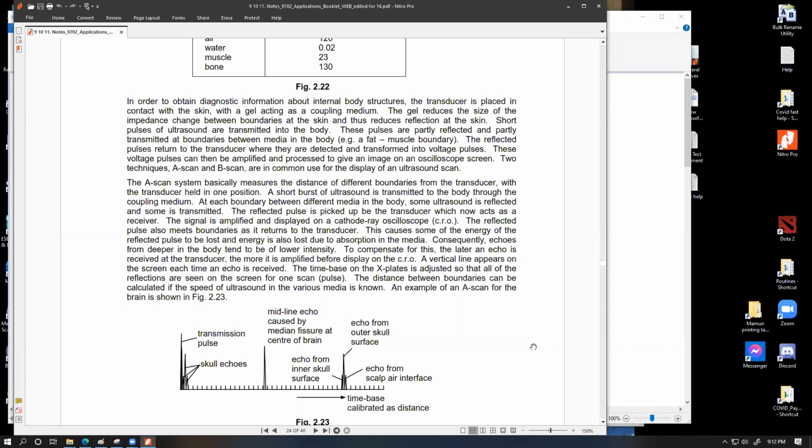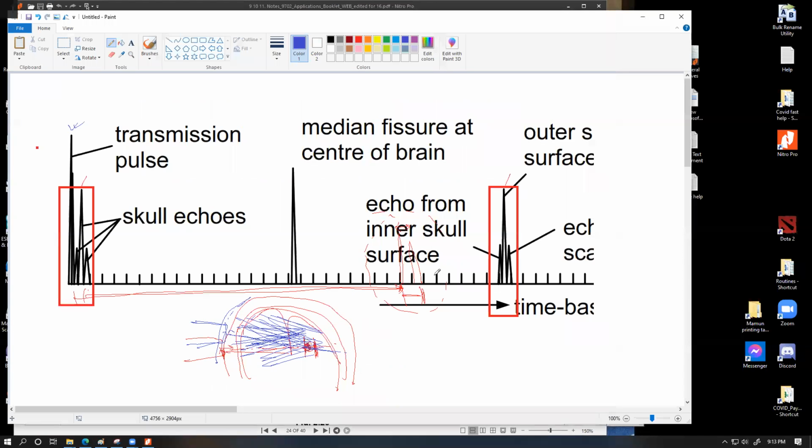Anyone? Explain the echo part a bit. Which part of the echo? This whole thing is what compensates for this, the letter and echo, meant for this image. The actual received echoes from the distant part are going to be smaller. So the later an echo is received, the more it is amplified on the display to be more visible.